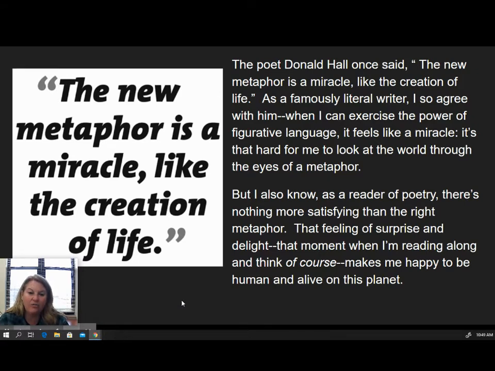It's that hard for me to look at the world through the eyes of a metaphor. But I also know, as a reader of poetry, there's nothing more satisfying than the right metaphor. That feeling of surprise and delight, that moment when I'm reading along and think, of course, makes me happy to be a human and alive on this planet.